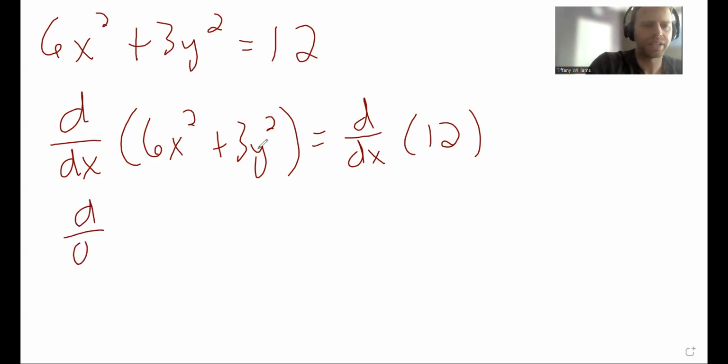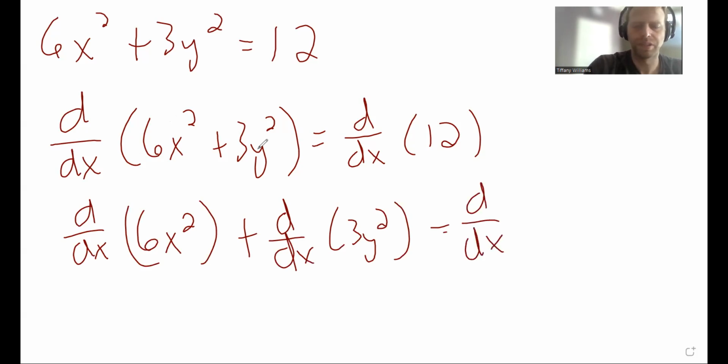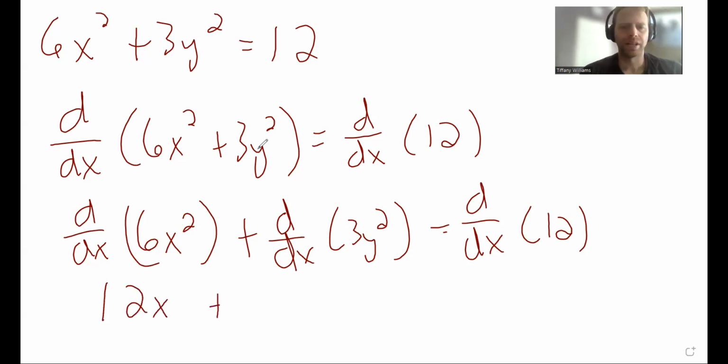So you would do d dx of 6x squared, put a parenthesis on that, plus d dx of 3y squared, and then we're going to take the derivative of 12. Okay. All right. So let's differentiate each term with respect to x. So 6x squared, that's going to be a power rule. That should come out to 12x. Okay. Plus, and then the 3y squared, remember, this is going to be a chain rule.